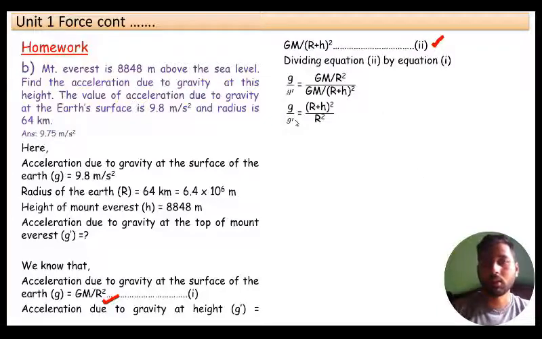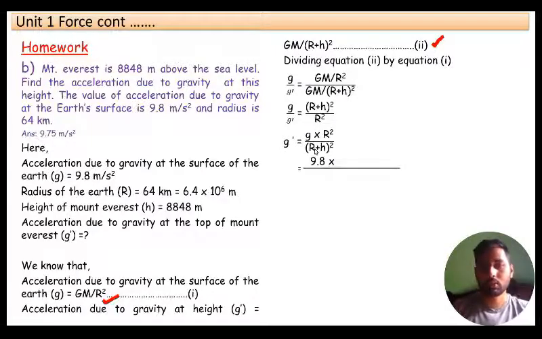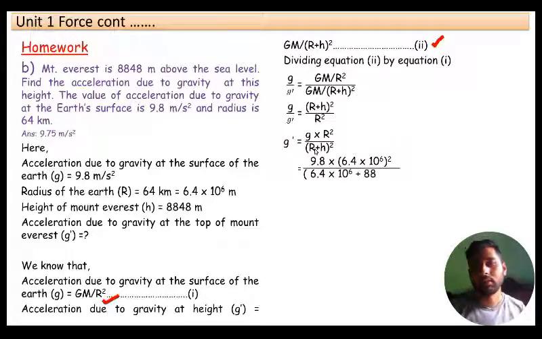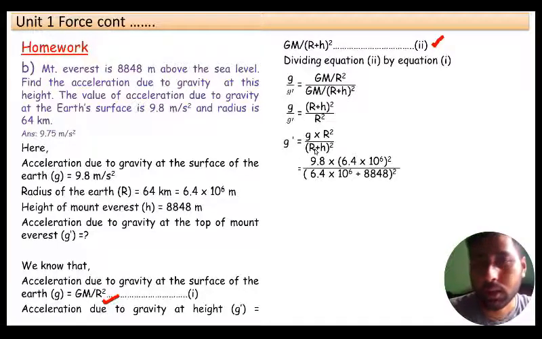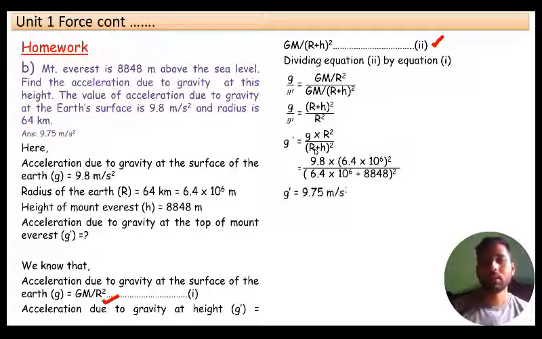g prime is equal to g into R square by R plus H whole square. Putting the value of g and R here: 9.8 into 6.4 into 10 to the power 6 whole square by 6.4 into 10 to the power 6 plus 8,848 whole square. Then g prime is equal to 9.75 meter per second square.